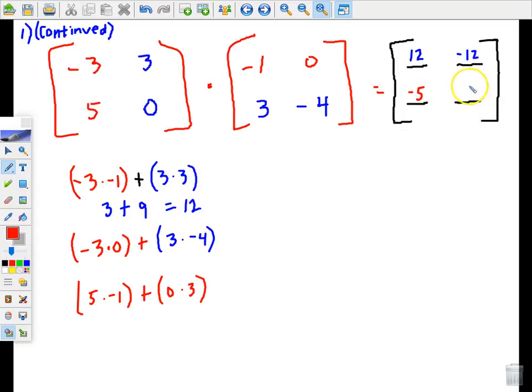Okay, now this number in my answer represents row 2, column 2. So I'm going to use row 2, column 2. First with first, red with red, plus, and then second of the row times second of the column, or the blues, together. Well, this is just 0 plus 0, which is 0. And that is known as my product matrix, the answer to this multiplication problem.